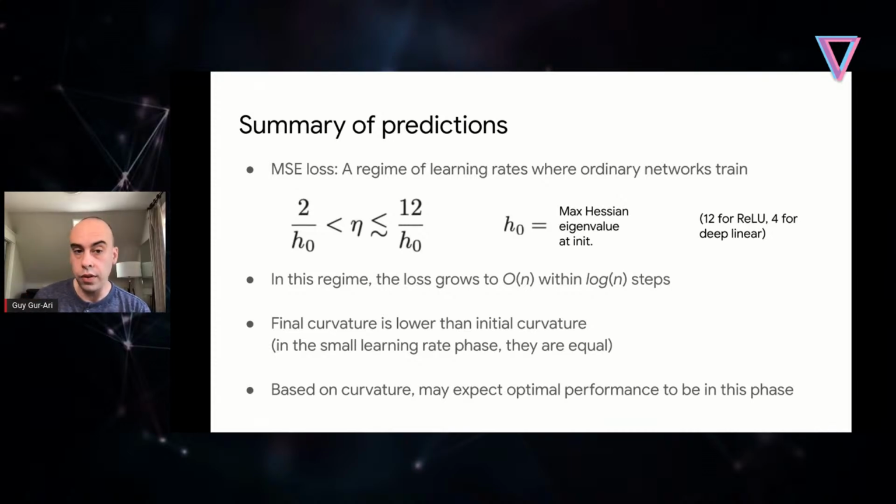So if you have your favorite network, you can go and measure the eigenvalue at initialization. It's a pretty cheap measurement, and then this tells you the range of learning rates where you can see the catapult effect, where you have this large learning rate behavior. By catapult effect, I mean that in this regime, the loss is going to grow to be of order the width. It's going to grow to be very large within a short number of steps, within log n steps. And if you measure it every step, you're going to see this. The other thing that happens is that the final curvature is going to be lower than the initial curvature, which is not really the case when you use a small learning rate.